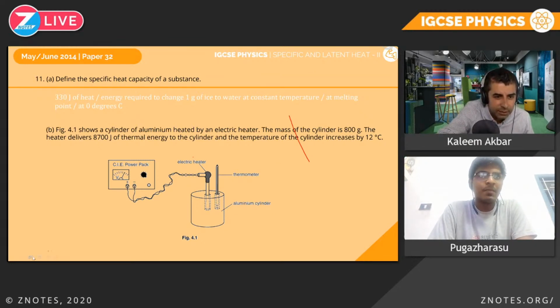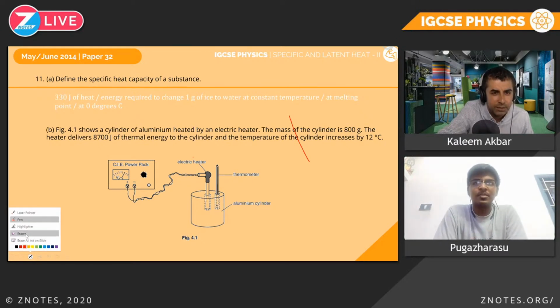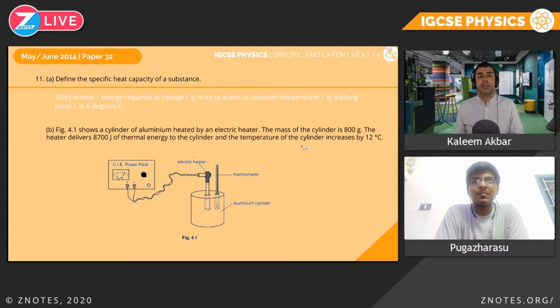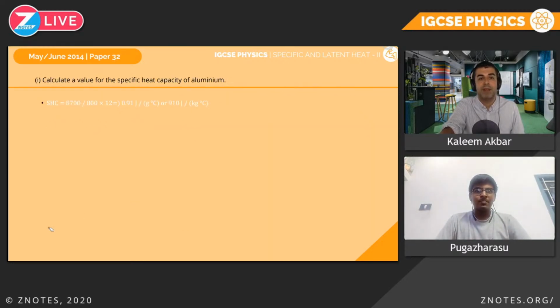Yep, it's the same experiment that we've been looking at. It shows a cylinder of aluminium heated by an electric heater. The mass of the cylinder is 800 grams. The heater delivers 8,700 joules of thermal energy to the cylinder, and the temperature of the cylinder increases by 12. This question looks a lot kinder. Calculate the value of the specific heat capacity of aluminium.